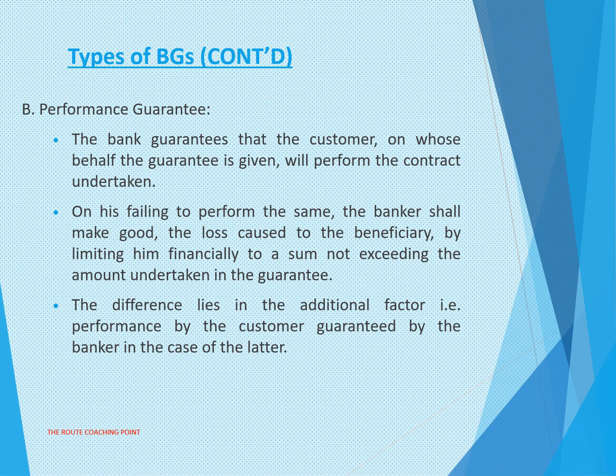Now, another is the performance guarantee. The bank guarantees that the customer on whose behalf the guarantee is given will perform the contract undertaken. On his failing to perform the same, the banker shall make good the loss caused to the beneficiary, limiting itself financially to a sum not exceeding the amount undertaken in the guarantee. Okay. If it is not done, the bank will pay, and the limit is decided in the guarantee. The difference lies in the additional factor, that is, performance by the customer guaranteed by the banker in case of the latter.